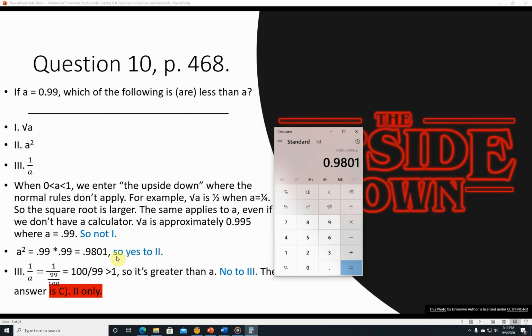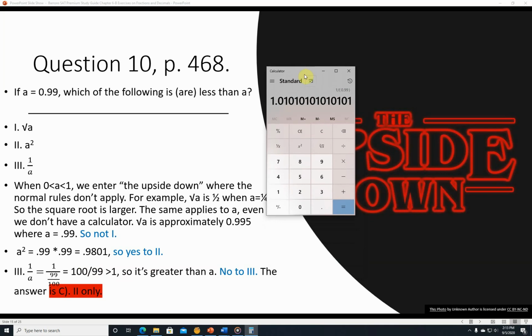All right. So the next thing we do is 3. 1 over A, well, that's 1 over 99 over 100. If you did it without a calculator, you could just go, well, that's 100 over 99. You don't have to be a math genius to know that 100 over 99 is a little bit bigger than 1 because the numerator is bigger than the denominator. But if you do use the calculator, you can just go 0.99, and then 1 over that. So it's 1.01010101. So it's not less than A. It's slightly more than A, so it's greater than 1, so it's greater than A. So the answer is C, that's 2 only.